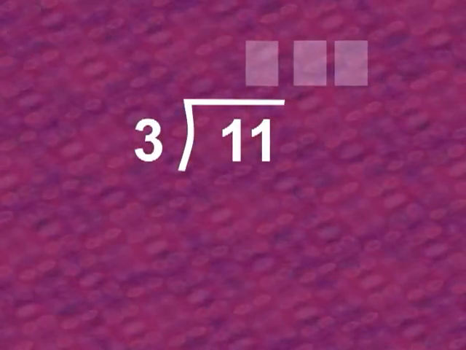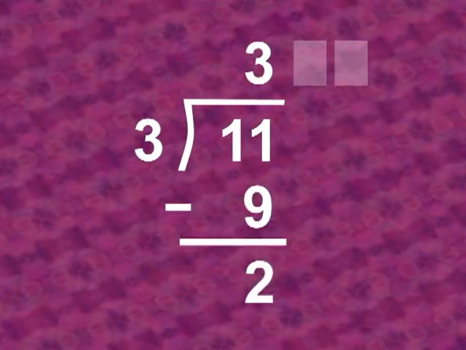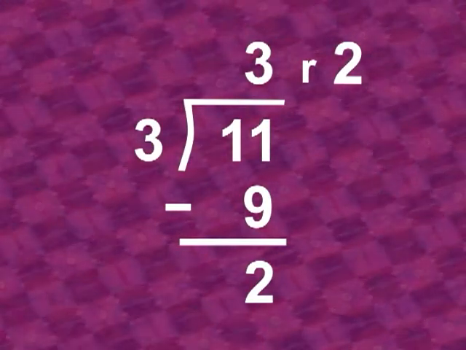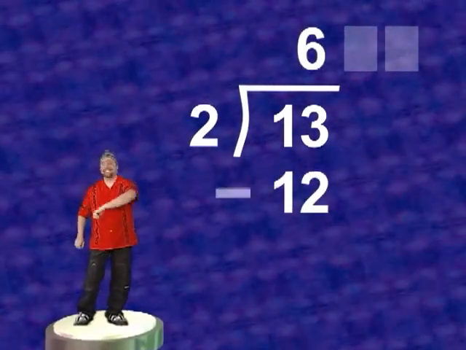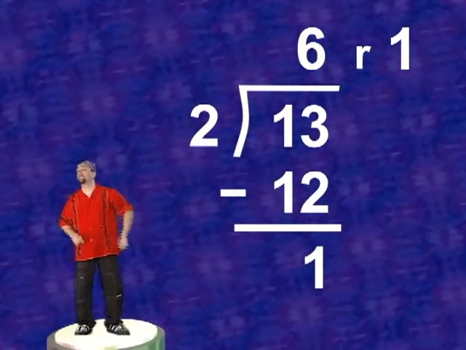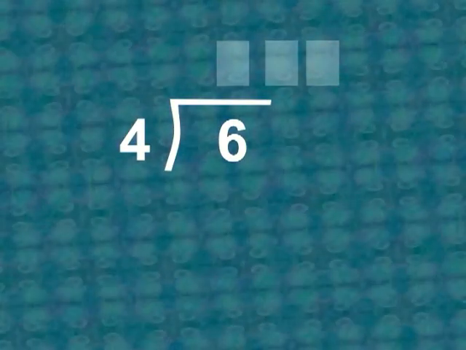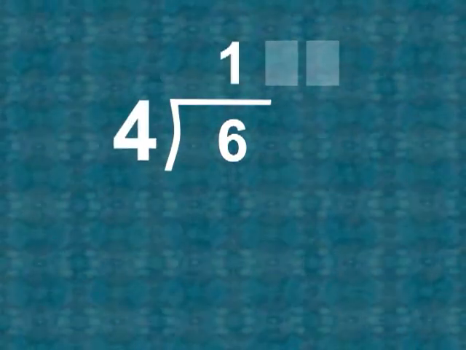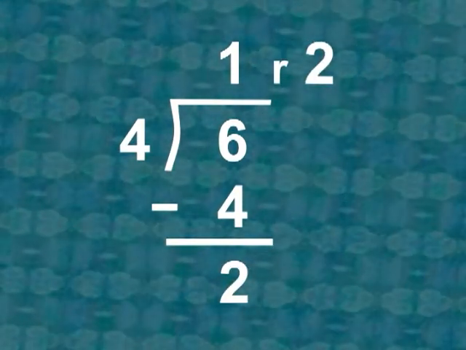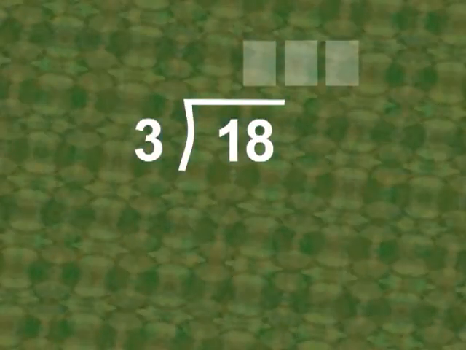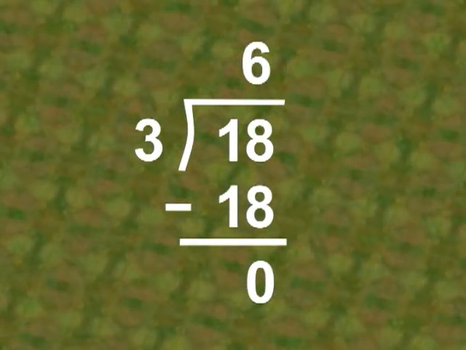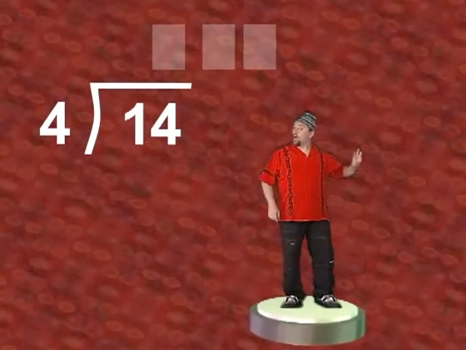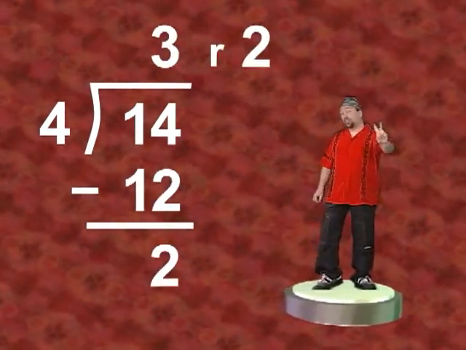11 divided by 3 is 3, remainder of 2. 13 divided by 2 is 6, remainder of 1. 6 divided by 4 is 1, remainder of 2. 18 divided by 3 is 6, no remainder. 14 divided by 4 is 3, remainder of 2.